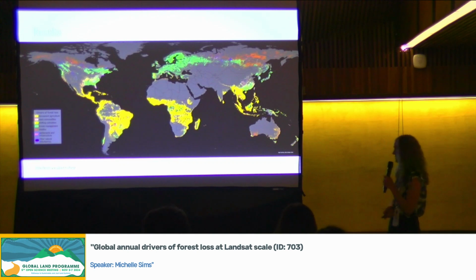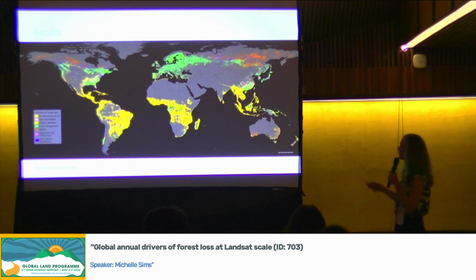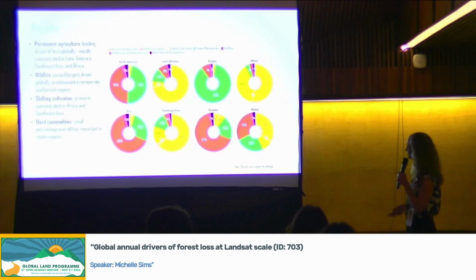So here are our results. This is our global map. The different colors correspond to the different drivers of loss. Just note that we're making some final adjustments to the model, so these are results subject to change, but they should remain largely the same for the most part.